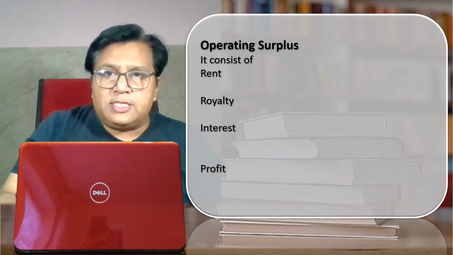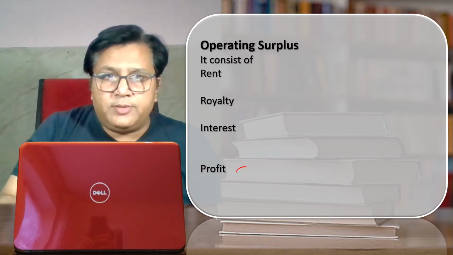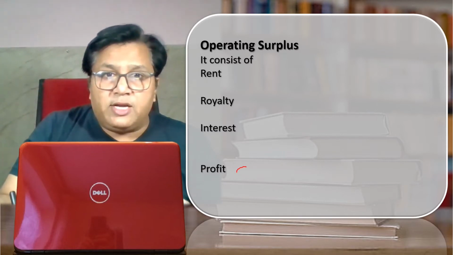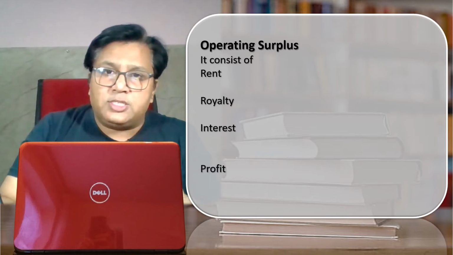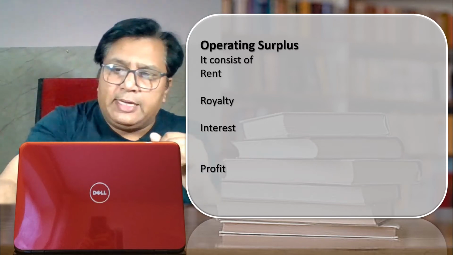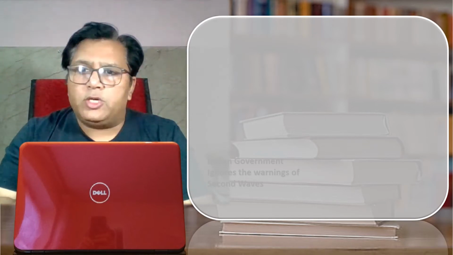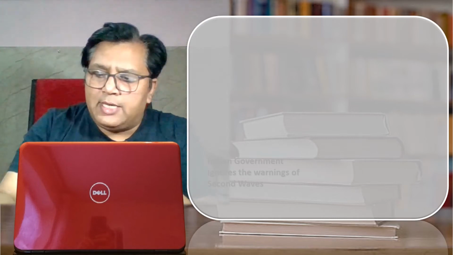The next item considered under the operating surplus is profit. The question is, what is profit? It is the reward to the entrepreneur for his contribution to the production of goods and services. I hope the point is clear. I will discuss the profit in detail. Now let us discuss the profit. Profit refers to the income generated from entrepreneurship. The profit can be further divided into the following three categories. Let us see.